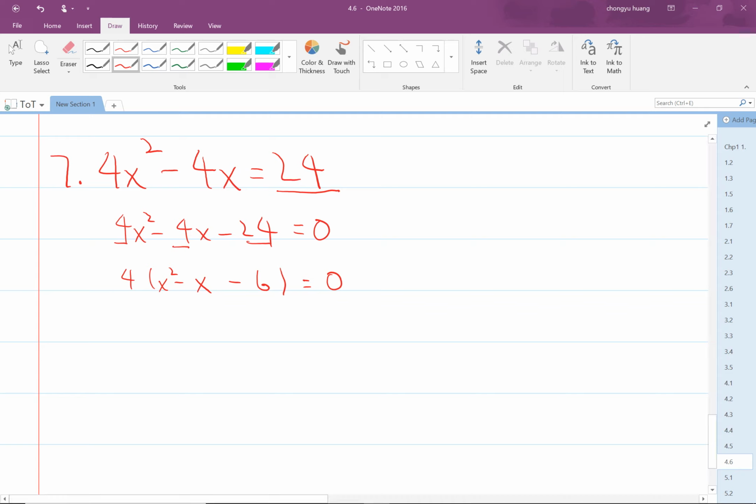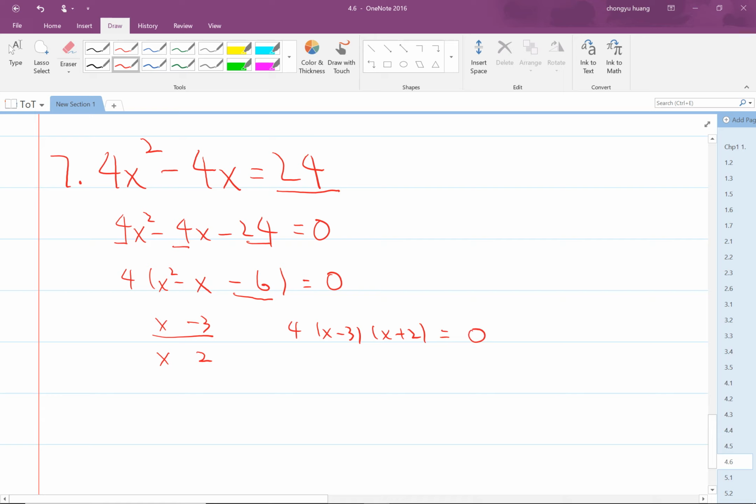Let me show you how to write down those details on another paper. We have a negative 6 over here, so the right combination is obviously negative 3 and 2. Now we have finished the factoring. You write it down as 4 times x minus 3 times x plus 2, right?